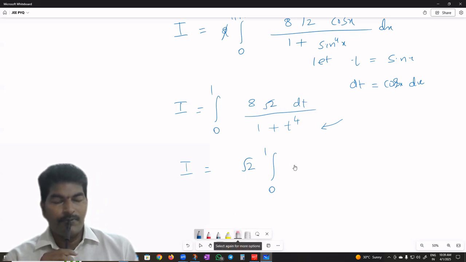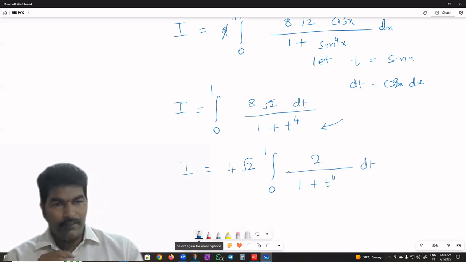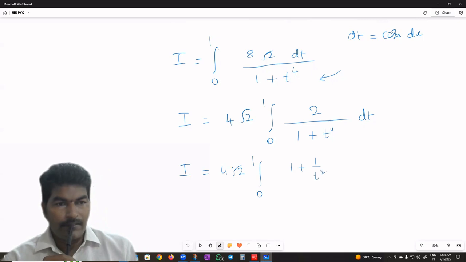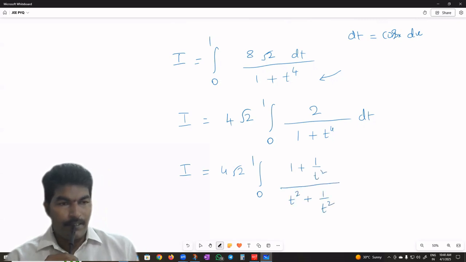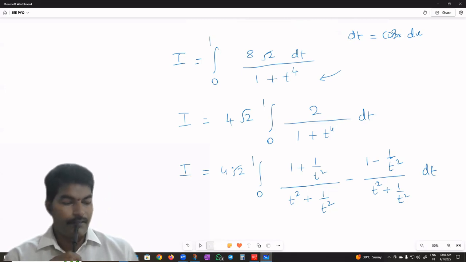So write down here 4 root 2 for this part. And write down 2 by 1 plus t power 4 dt. 1 by t square. Remember this pattern. And minus, if you do LCM, automatically we will get back all these values, t square. So remember this format, very, very important. You can see everywhere this part, okay? If you are adding, simplifying all this, automatically.